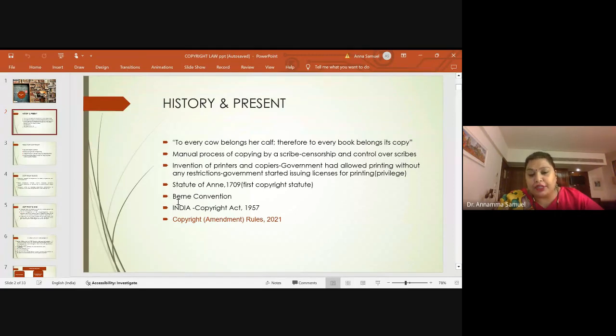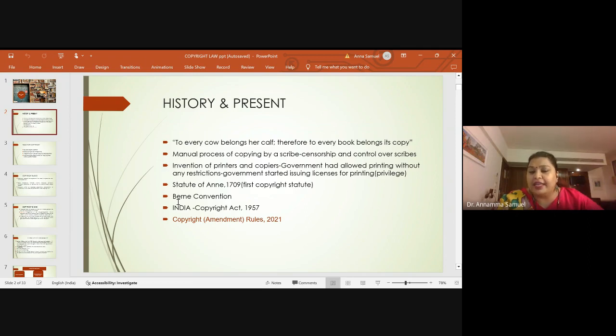Then with the advent of technology, you will find that printers and copiers were available in the market, and the printers and the publishers were given a lot of rights. But when the government found that a lot of infringements were happening and they were misusing the powers given to them, there were certain sanctions and restrictions placed by the government.